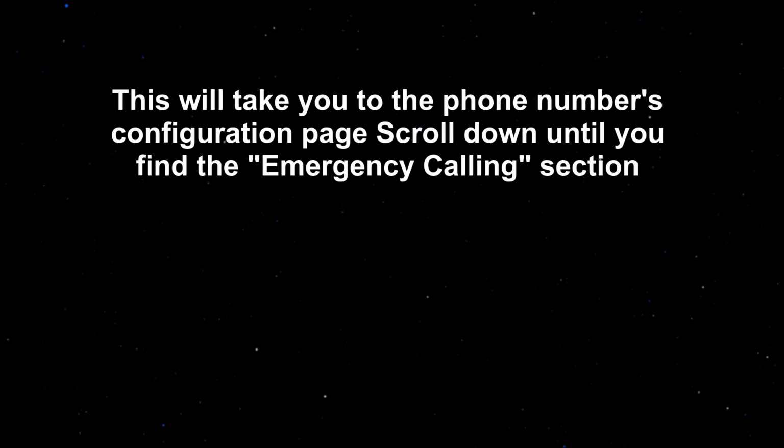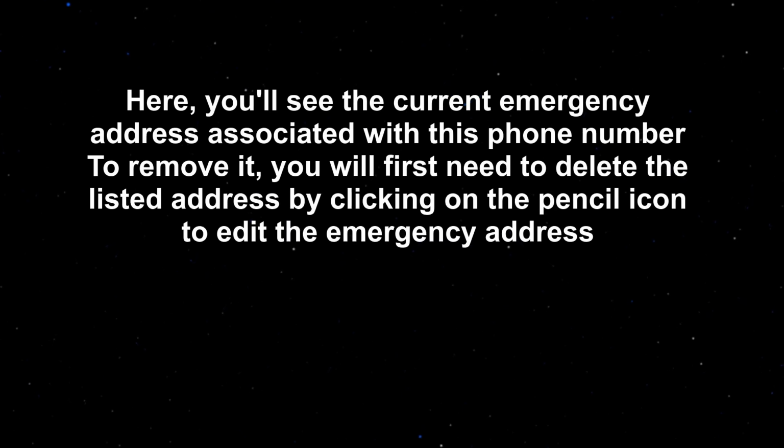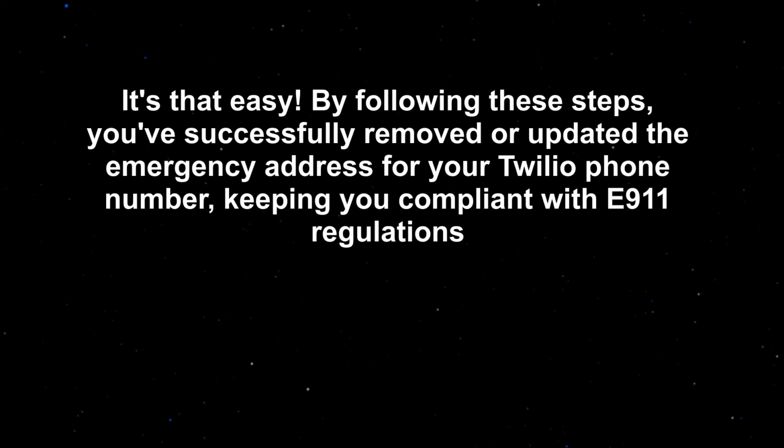Scroll down until you find the emergency calling section. Here, you'll see the current emergency address associated with this phone number. To remove it, you will first need to delete the listed address by clicking on the pencil icon to edit the emergency address. Next, clear the fields and confirm by clicking Save to ensure that the number does not have an emergency address set. It's that easy.